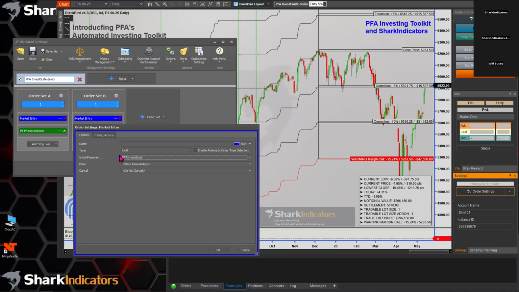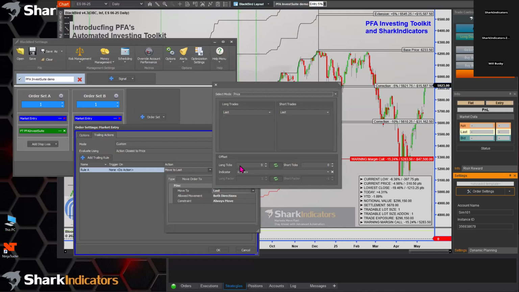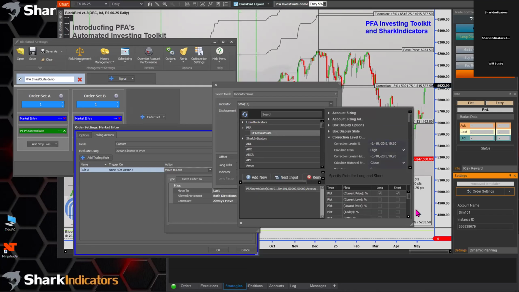Now, if we wanted this entry order to trail up, so as the market moves up, if our 10% trails up, then we can go in here into the trailing actions, and we can turn this all on and add a trailing rule here for our entry order. And then we just need to go into the action, and we're going to move that entry order to the indicator plot. So we're going to put this back on indicator value there and go find the indicator. There's our Invest Suite. Load that in.